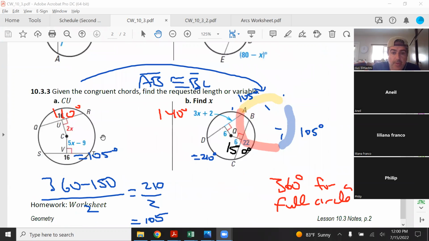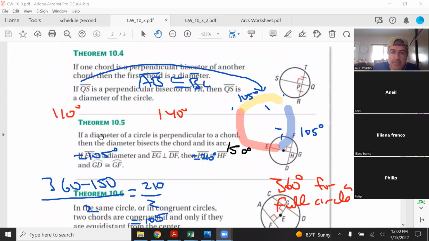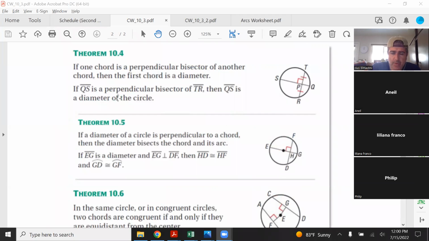Couple more, actually 3 more theorems and some practice problems to apply those theorems. So again, a lot of this is applied math. If one chord is a perpendicular bisector of another chord, meaning it cuts it in half and is perpendicular, then the first chord is a diameter. So SQ has to be a diameter, or QS.